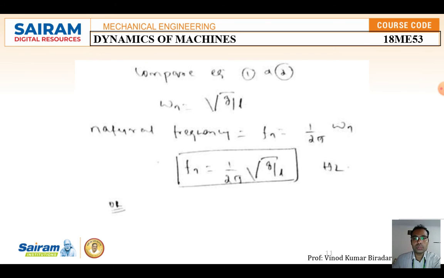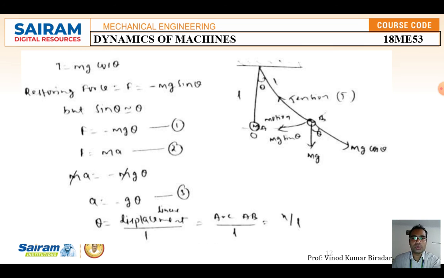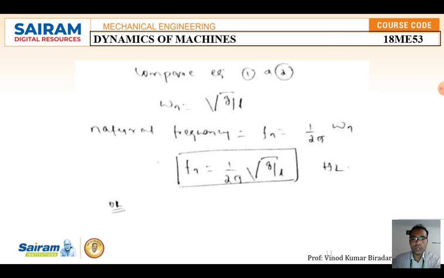Okay, so now the natural frequency f of n is equal to what? 1 by 2 pi omega n. So substitute the omega n value here. So here f of n is equal to 1 by 2 pi square root of g by l. So this is about the natural frequency of the simple pendulum when neglecting the mass of the rod.